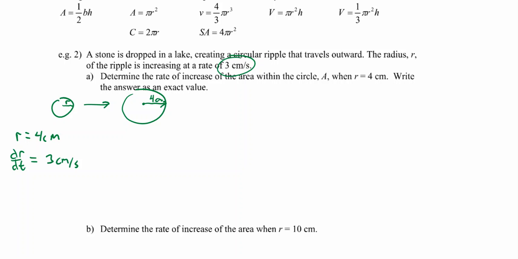It's a speed, right? And then we're just looking for the derivative of A with respect to time, dA dt. How fast is the area changing, right? That's what that means. All right. So then the formula for the area of a circle is A is equal to pi r squared.